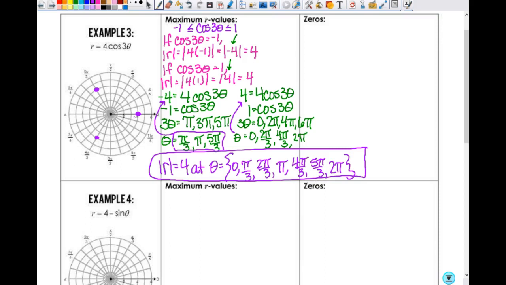Now we got to find the zeros. So 0 is equal to 4 times the cosine of 3 theta. So that means I divide by 4 and I get 0 equals the cosine of 3 theta. So 3 theta equals, when is cosine 0? Pi halves, 3 pi halves, but I'm going to have to go to 6 pi here, right?